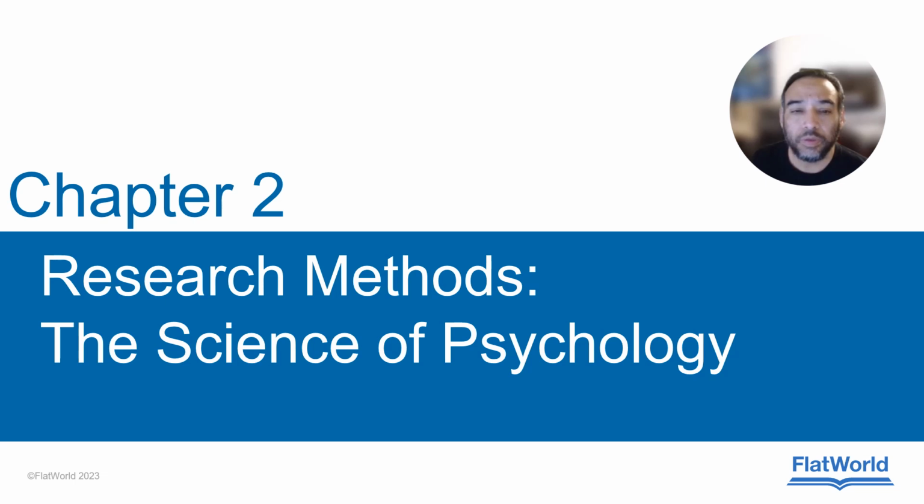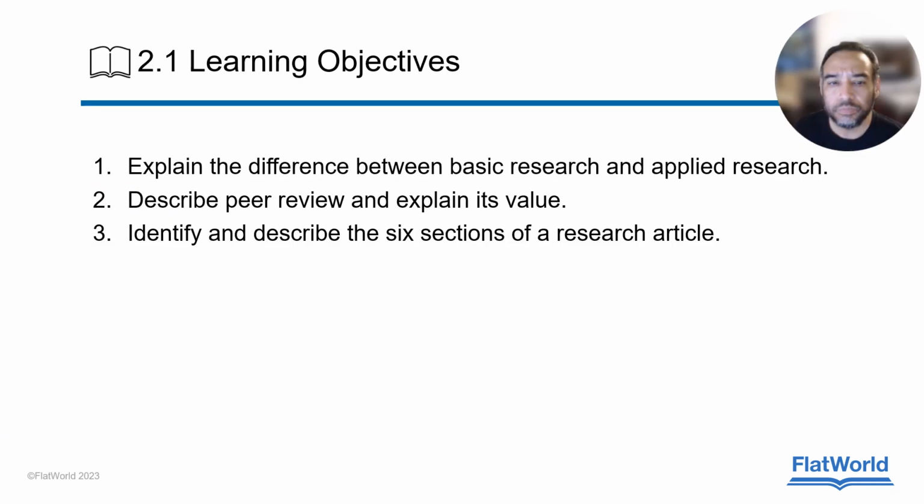And today's topic is Chapter 2, Research Methods, the Science of Psychology. The learning objectives for this section are to explain the difference between basic research and applied research, describe peer review and explain its value, and identify and describe the 6 sections of a research article.